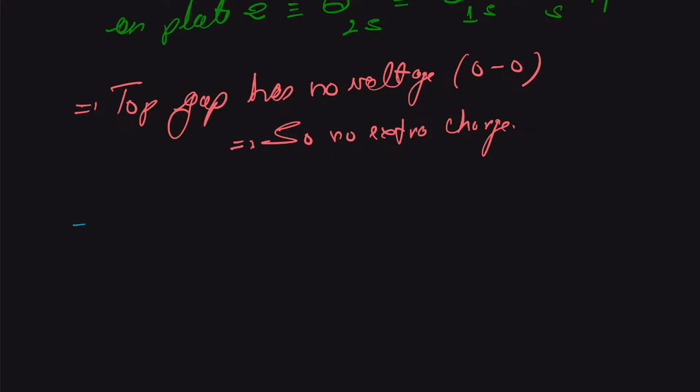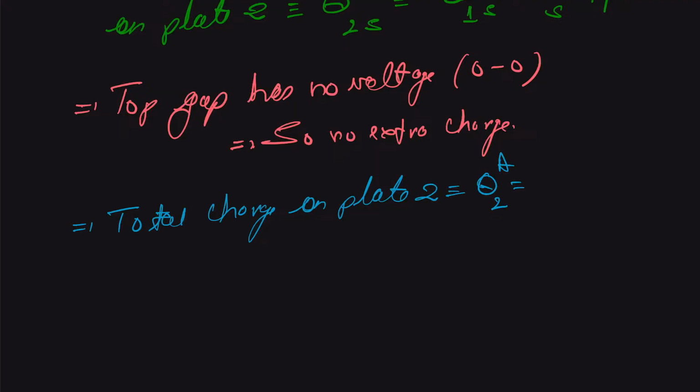Therefore, the total charge on plate 2, let us call this our Q2 of part A, will be equal to minus epsilon naught A over s times our phi 1. Later on we can also justify the answer. We are going to solve it further, and we are going to get the same results.